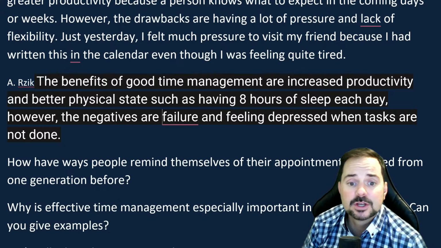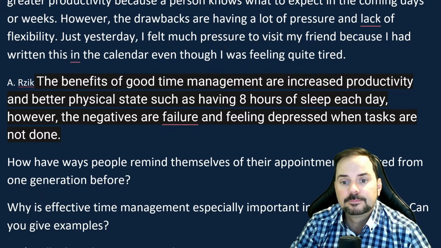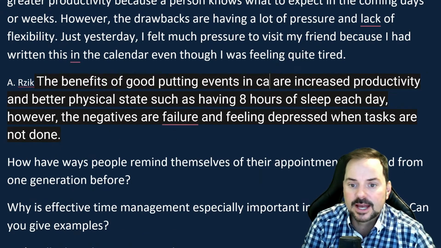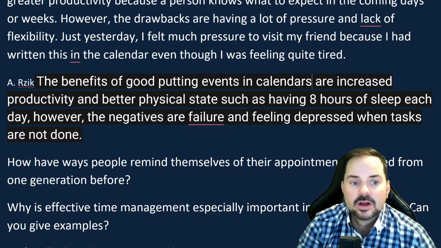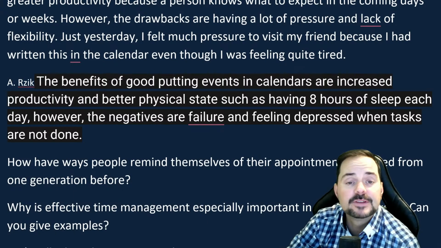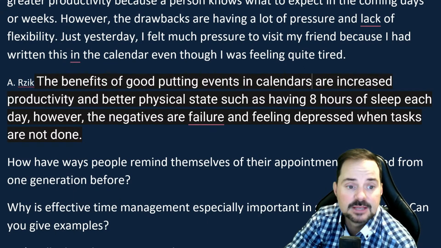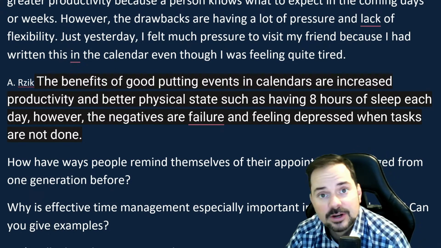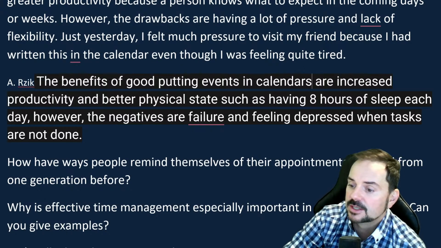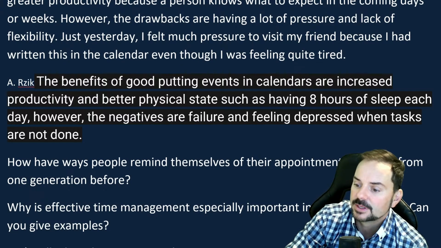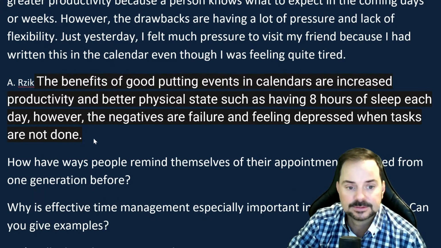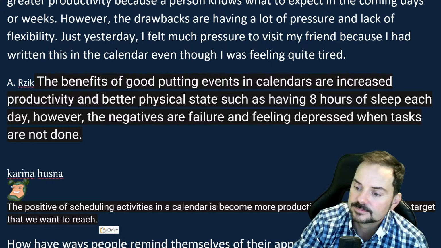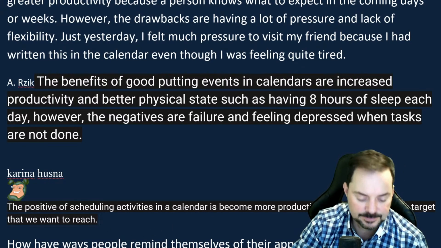Razik says the benefits of putting events in calendars are increased productivity and better physical state, such as having 8 hours of sleep each day. However, the negatives are failure and feeling depressed when tasks are not done. I like it. That's good. All right. Karina, let's see what you have. In 2 parts. Good, Karina.